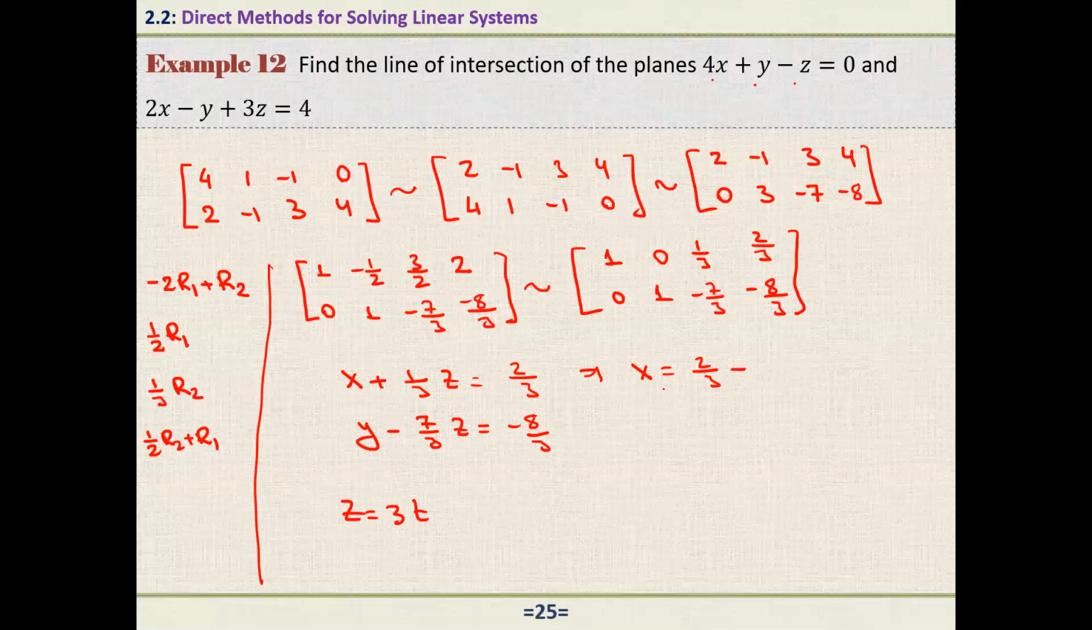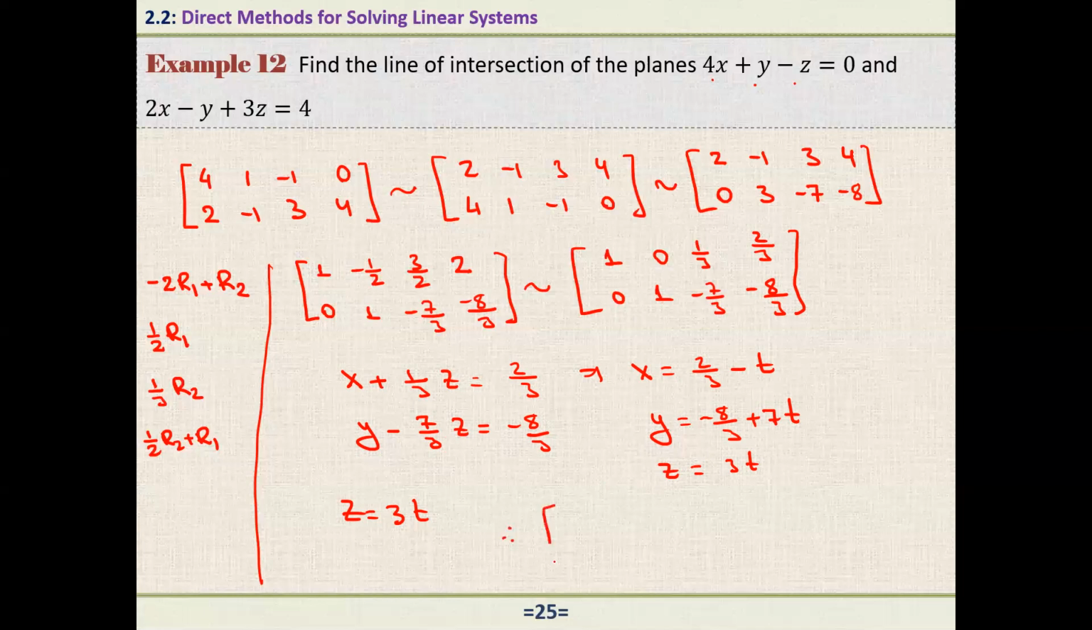Okay, minus 3t, that's equal to t. And how about y? y will be minus 8 over 3 plus z, 3t. The 3s cancel each other, so here we have 7t. And how about z? z will be 3t. Right? So what will be the equation of the line? That is actually obtained by the intersection of these two planes at the same time.